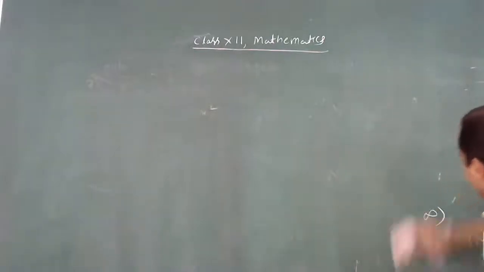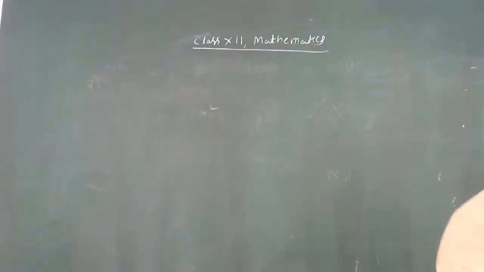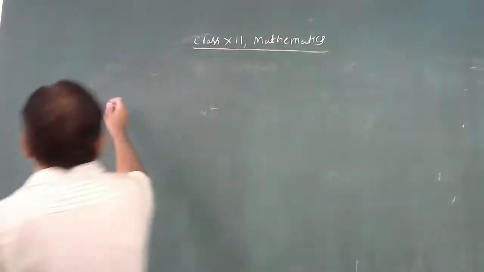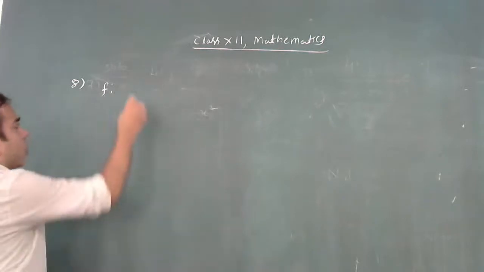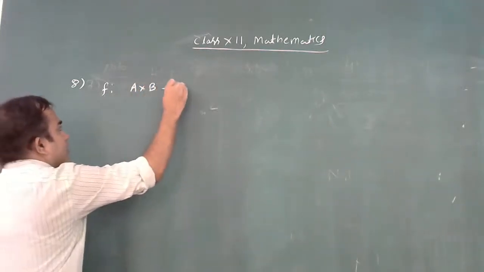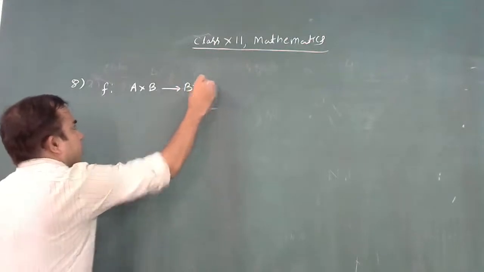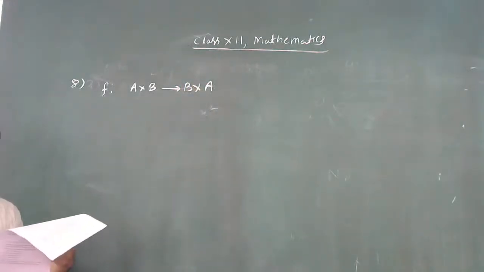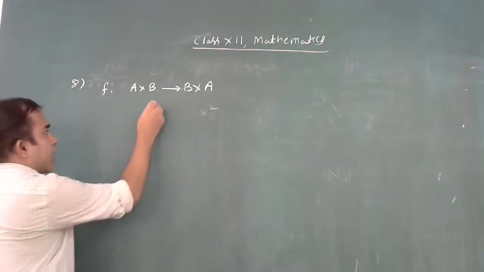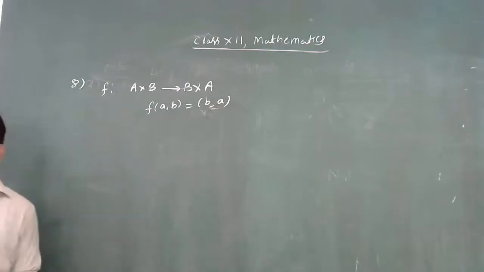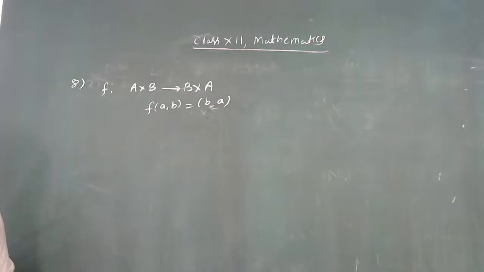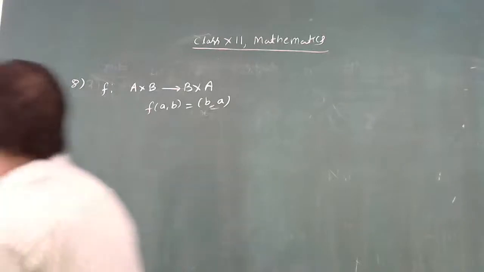Eighth question is easy, but we have to write it properly. Question 8 is function f is there from A cross B to B cross A and such that f of (a, b) is equal to (b, a). Right? So let's look at how this function is working. Show that it is a bijective function.